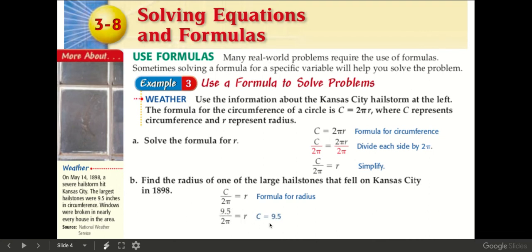And then I'm going to simplify and solve. So 9.5 divided by 2 pi, right? Put that in your calculator. And that's approximately 1.5. So the radius was approximately 1.5 inches of those hailstones. So that's how you can use a formula to solve a specific problem.